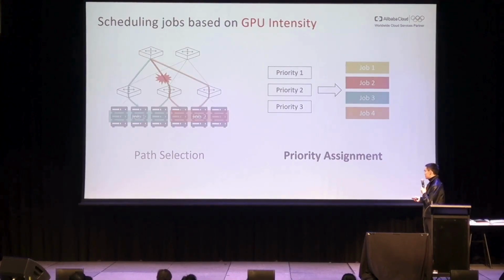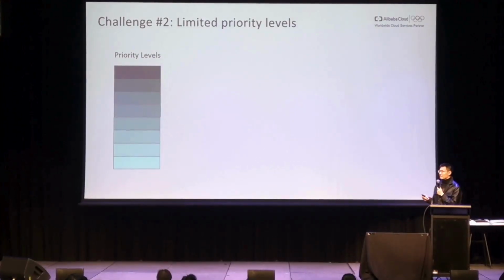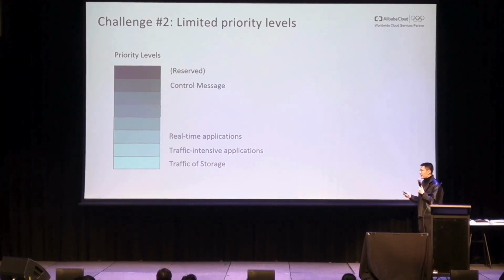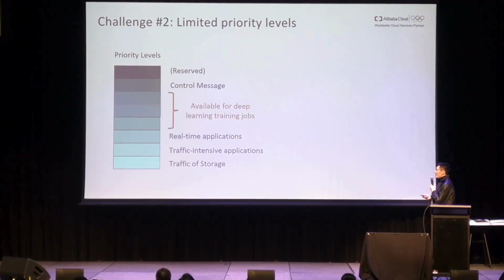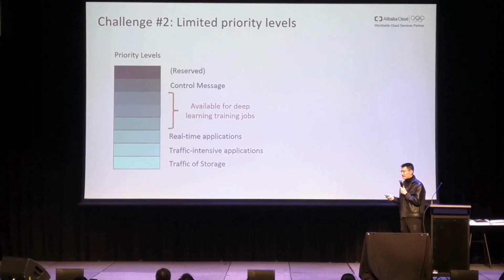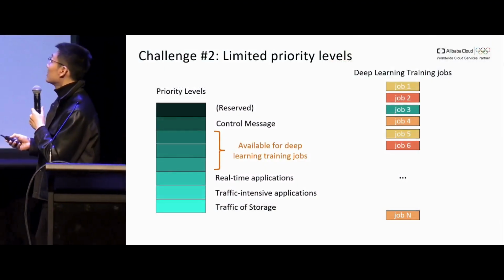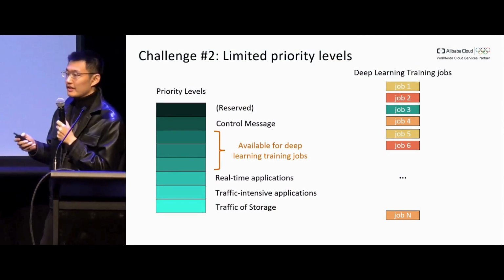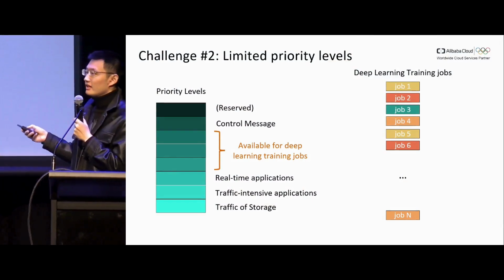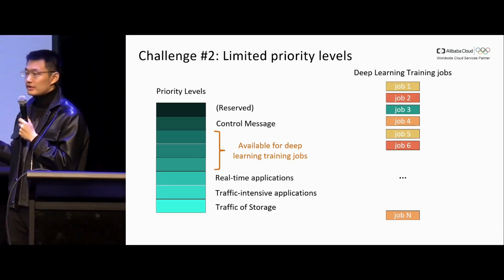Now let's go to the second part, priority assignment. In production GPU clusters, data flow priority control is implemented by differentiated services code. Usually, it provides no more than 8 priority levels. And some of them are already reserved for special usage, like control messages and network diagnosis. So we have only a few available priority levels for flow scheduling. However, the number of concurrent deep learning training jobs is much greater than the number of available priority levels. So it is impossible to assign a unique priority to each job based on its GPU intensity. And most jobs have to be assigned equal priority, leading to random communication contention.